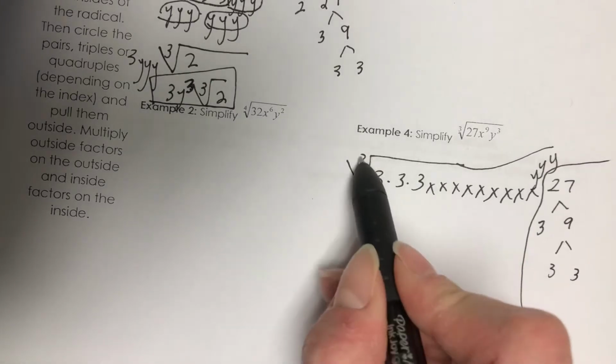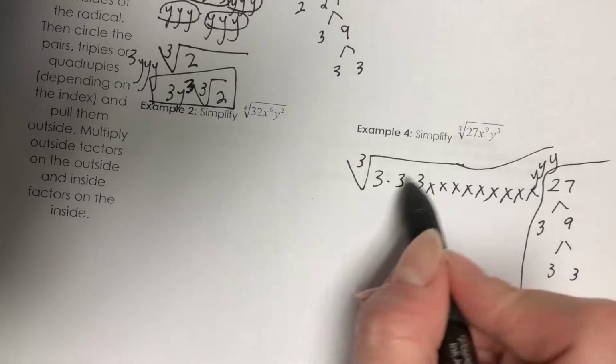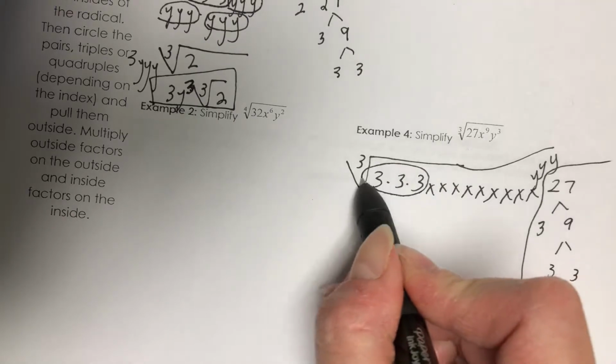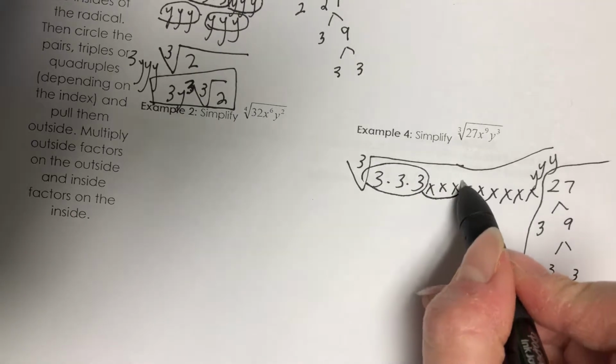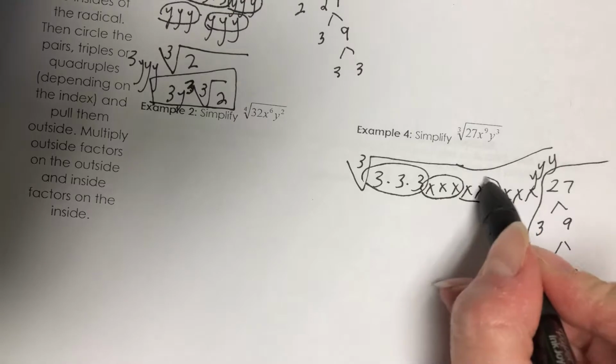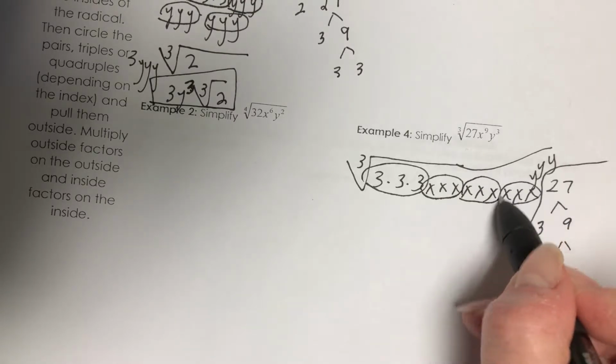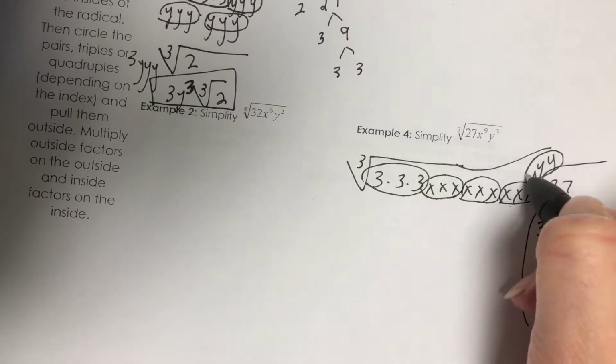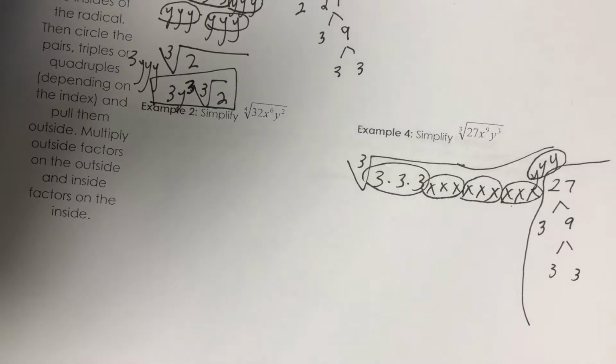I'm looking for groups of 3. Index being 3, I want groups of 3. So I can pull, there's a group of 3. Here's a group of 3. Here's a group of 3. Okay, and this time they all got grouped somewhere.